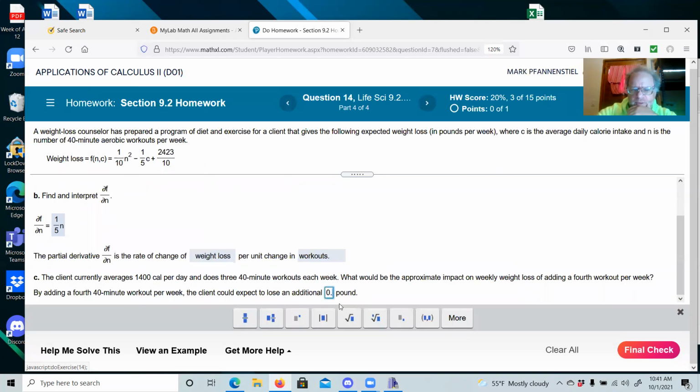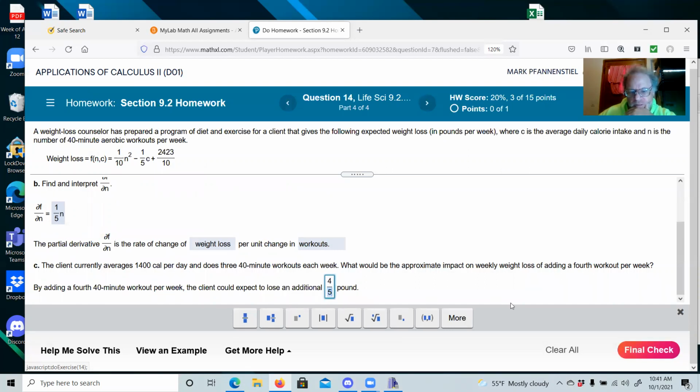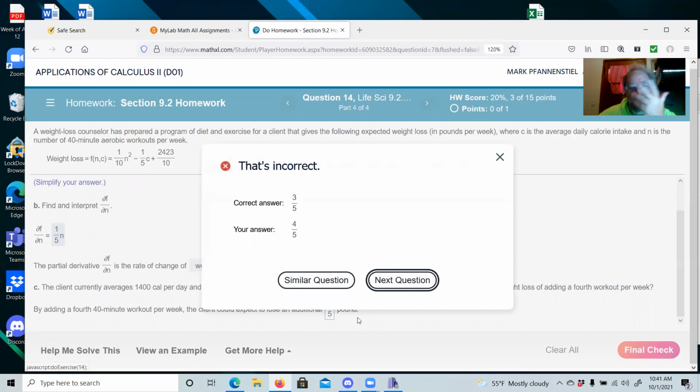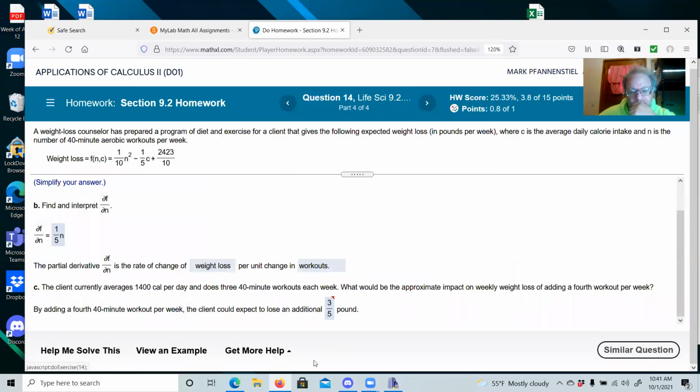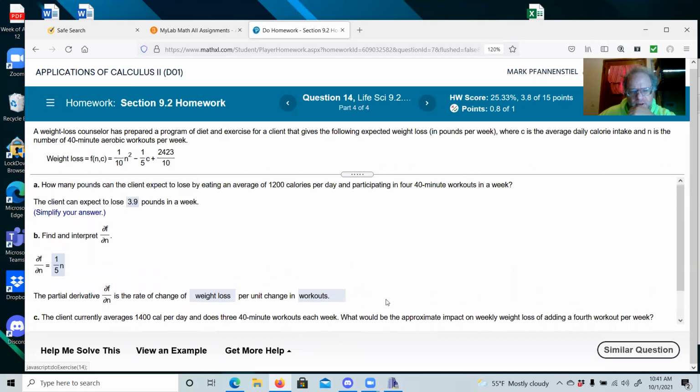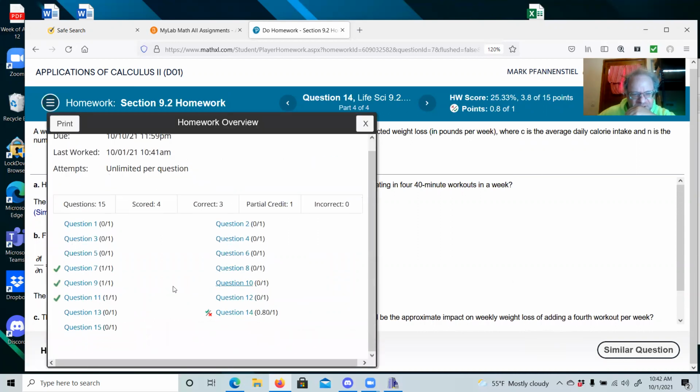Did they just not want that? Did they want 4/5? I don't know. So this is incorrect. 3/5. I think it's still 4/5 because we're plugging in by adding a 4th. I think by adding a 3rd, we would get 3/5 of a pound, but adding a 4th, I think we would get 4/5. But all right, I'm not going to argue with them. I already don't like their formula, but that's okay. All right, so now we know. We'll change it.